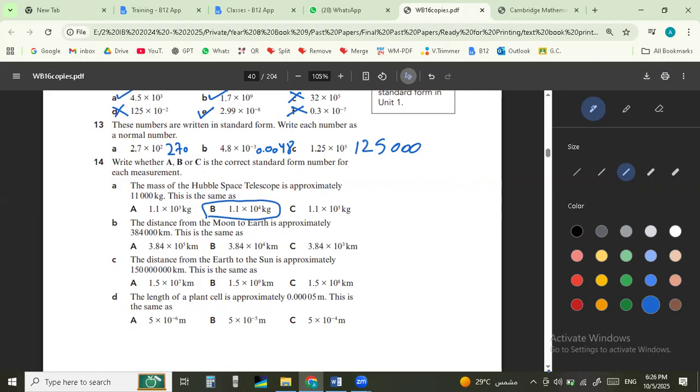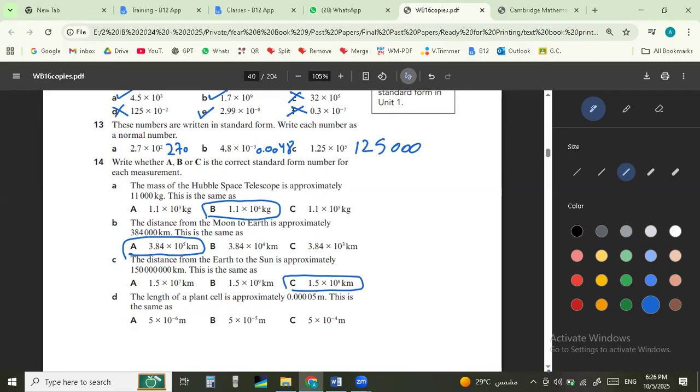And here, I'm going to move it 3 digits to the left. Nope, 5 digits to the left. If you multiply it by 10 to the power of 5, 3.84 multiplied by 10 to the power of 5 is going to give you 384,000. Here, I'm going to move it 8 digits to the left. So it is multiplied by 10 to the power of 8. If you multiply it, the ordinary number is going to be equivalent to 150 million.